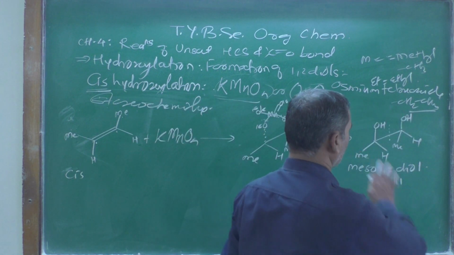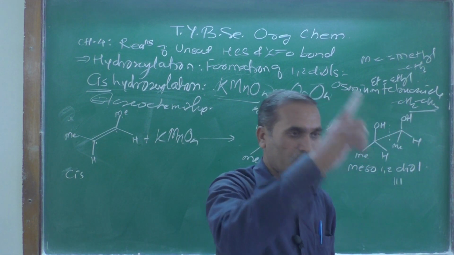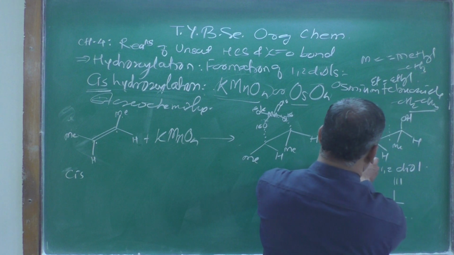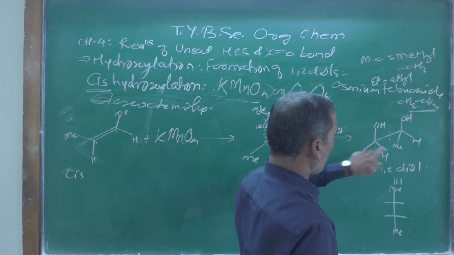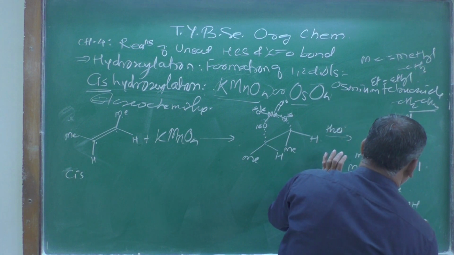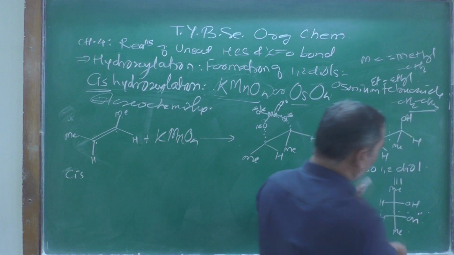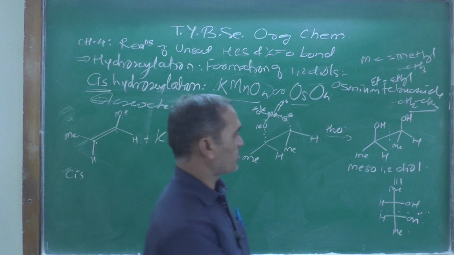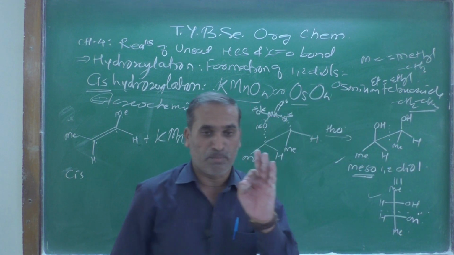Now if you convert into a Fischer projection formula, the first rule is that the molecules are written vertically like this. Now here you write this and this methyl group, they are on the same side, the top side, and now look at this OH and OH, they are on the same side. OH is here, OH is here, and here is a hydrogen. If you cut the molecule from the middle, you will see there is a mirror plane of symmetry, and therefore this compound is an optically inactive compound, and that compound is known as a meso compound.